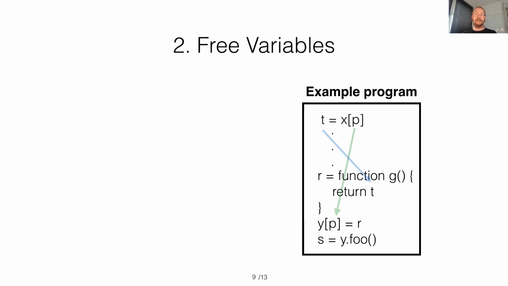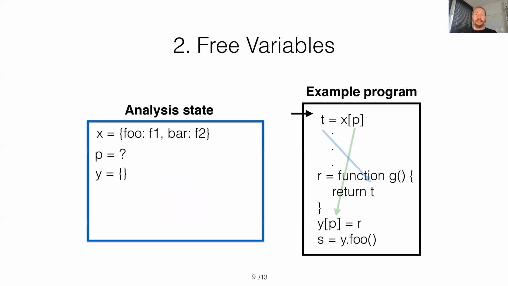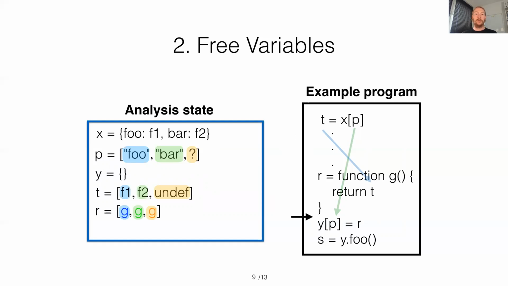To illustrate how value partitioning handles free variables, we use a slightly extended example. This time we create another function g, which returns the value t and writes the function g to the P property of Y. We start with the same analysis state as previously and analyze the dynamic property read exactly as on the previous slide. The interesting thing about free variable partitioning is what happens when creating the closure for G, when G has a free variable that is partitioned.